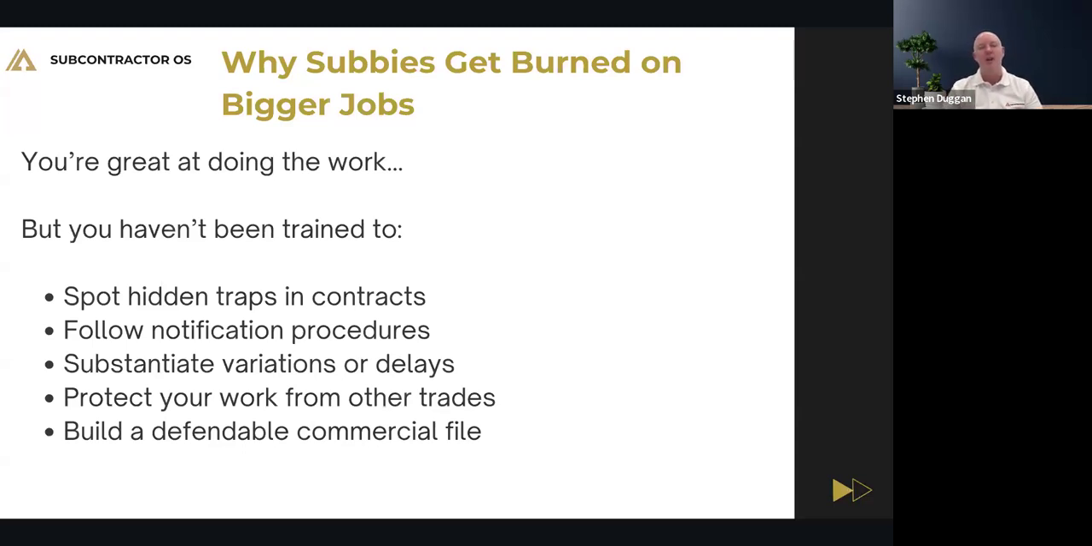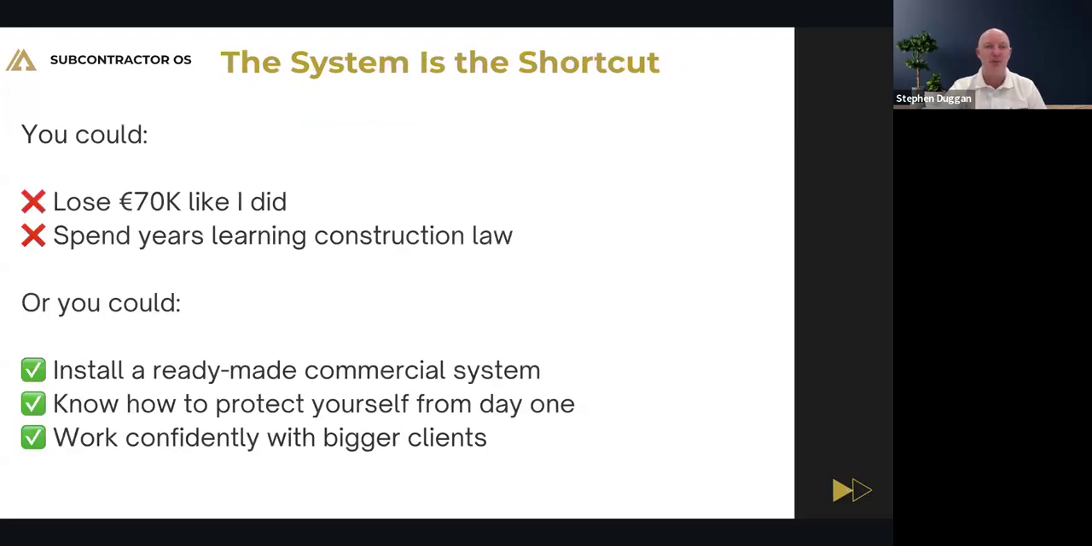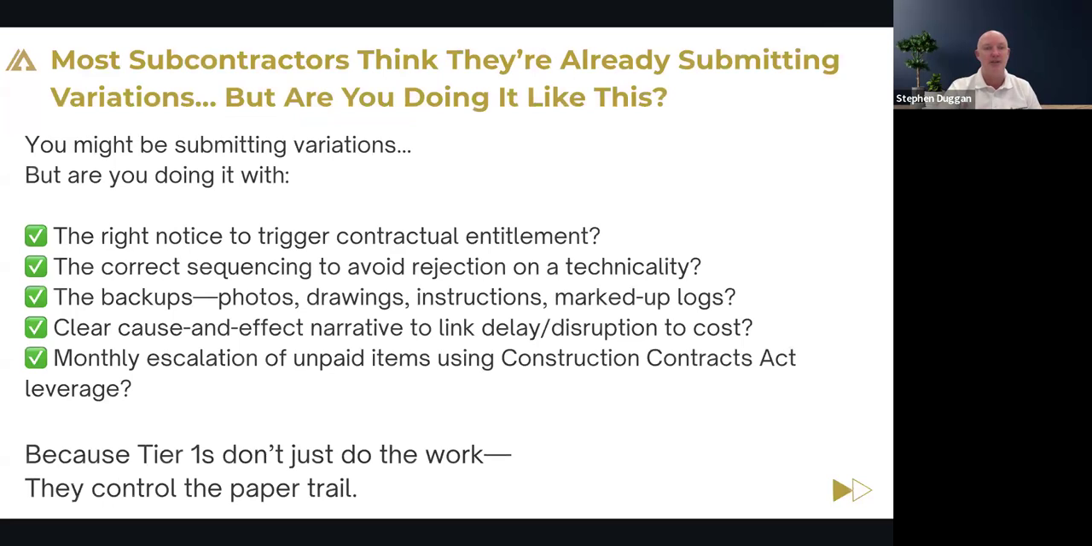Now, if you give them this system, they will, but your average QS or your freelance QS is looking after 10 or 15 subbies. They don't know how to spot hidden traps in contracts. They're not available 24/7 for you, so you don't follow the notification procedures. They often don't have the time to substantiate your variations or delays, or to protect your work from other trades, or to build a defendable commercial file. But with a system and using AI and templates and prompts and standard procedures, you will, even without a QS, be able to do it. So you could lose 70 grand like I did, or spend years studying construction law, or you could install a ready-made commercial system now to protect yourself from day one, and most importantly, work confidently with bigger clients.